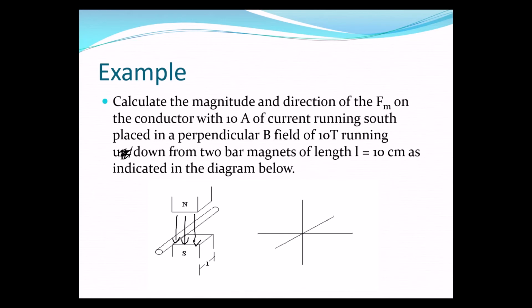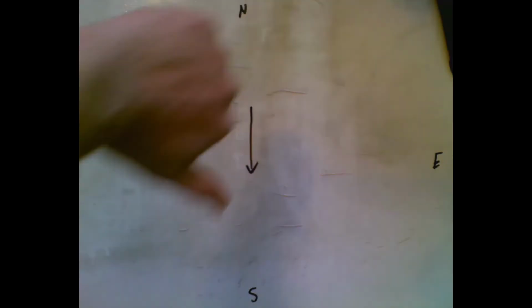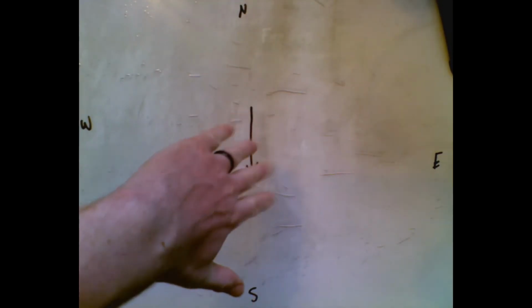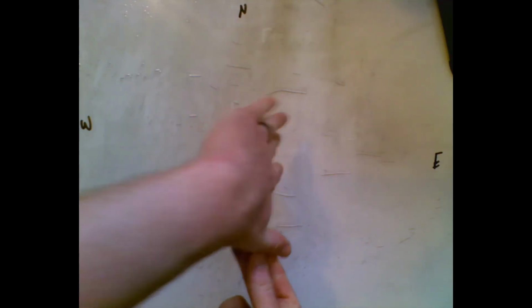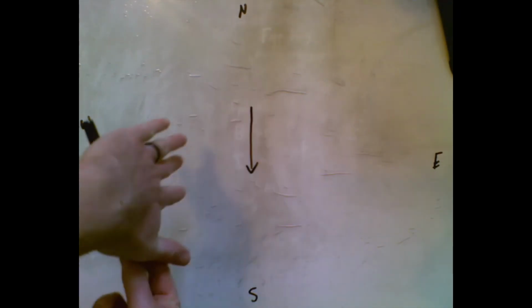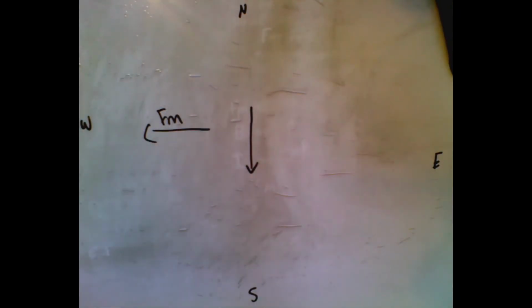Okay. So I want to point my thumb south, and I want to make my fingers go downwards. So you can see that my hand is pointed towards the west. My hand would push this pen towards the west. So my magnetic force is towards the west.